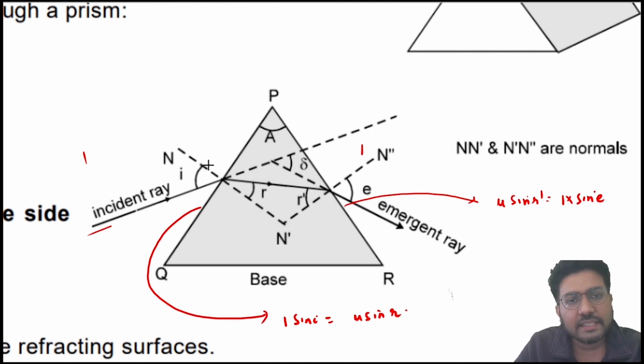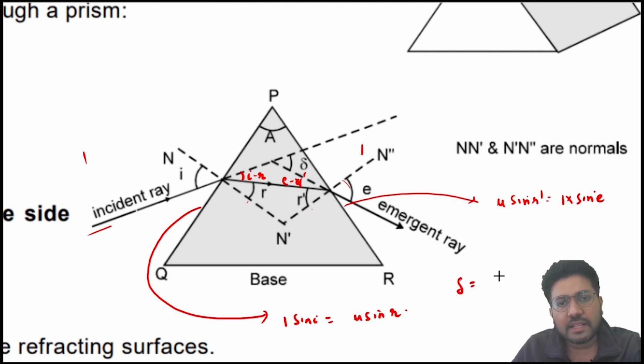See, if this angle is I, then this whole angle is I, right? So I will write this angle is R, then this angle is I minus R. Similarly, if this angle is E, then this whole angle is E, because they are vertically opposite angles. And this angle is R dash, then you will write this angle is E minus R dash. Okay, but in this triangle you can clearly see that delta is an exterior angle. So you will write the angle of deviation delta as I minus R plus E minus R dash. So that means delta is equal to I plus E minus R plus R dash.